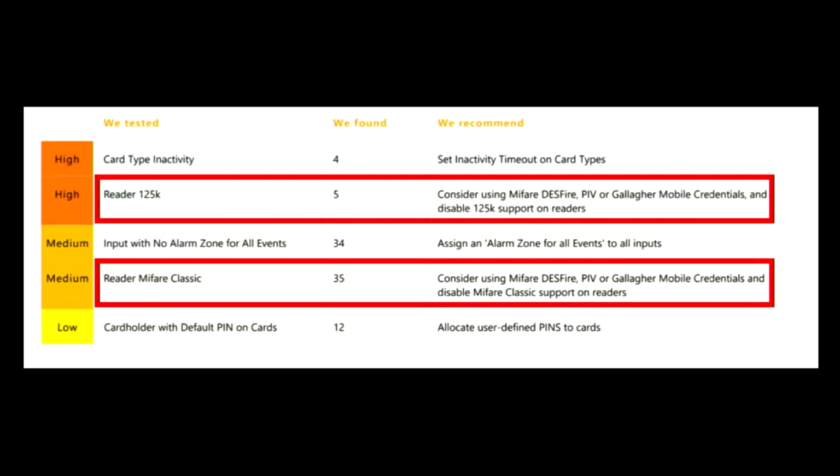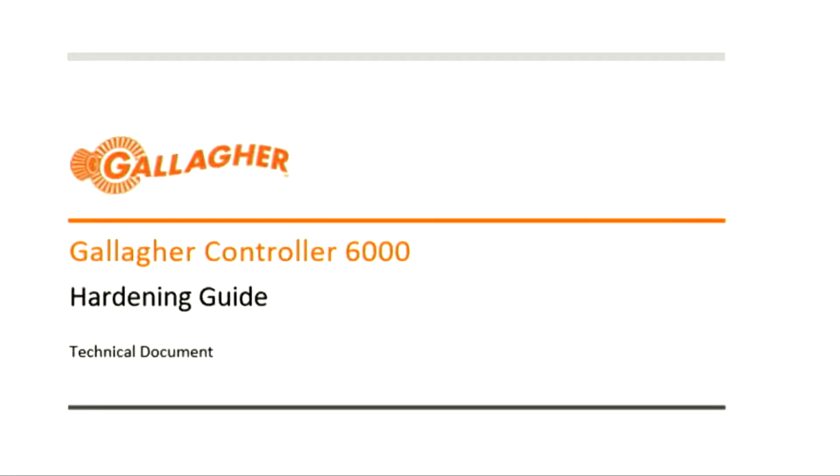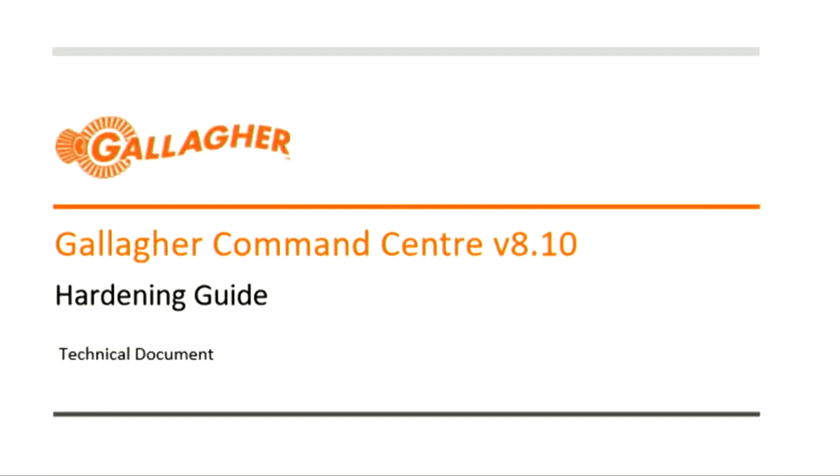So, reader 125K, you have low frequency enabled, disable it. You have MIFARE Classic enabled, disable it. I believe there are also ones for you have a non-default key, don't use a default key. There is also the Gallagher Controller 6000 hardening guide and the Command Center hardening guide. You should read these documents, or your installer should have read them for you.